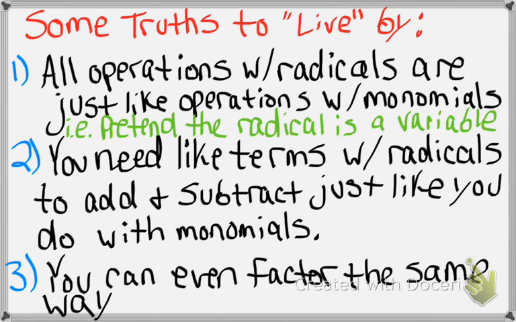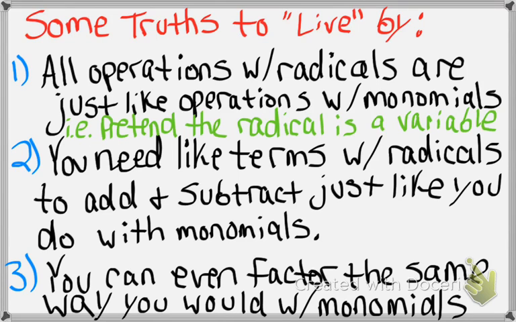You need like terms with radicals. You need like terms in order to add and subtract, just like you would with monomials, just like you would with fractions, just like you would with lots of things. And if you need a factor, or you want to use the distributive property or the FOIL technique or any of those, you can factor the same way you normally would with monomials. When I say the same way, I mean the same way you would with monomials. So everything we talked about a couple chapters ago in Chapter 8 with multiplying, special products, or factoring, any of that stuff, it all can also happen with radicals.